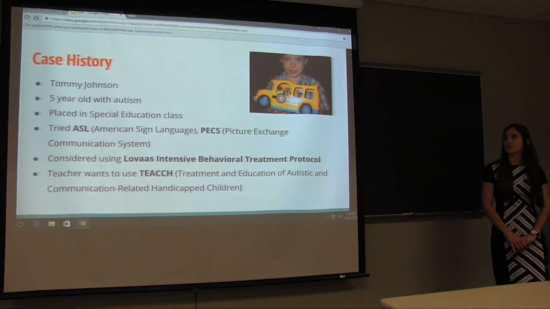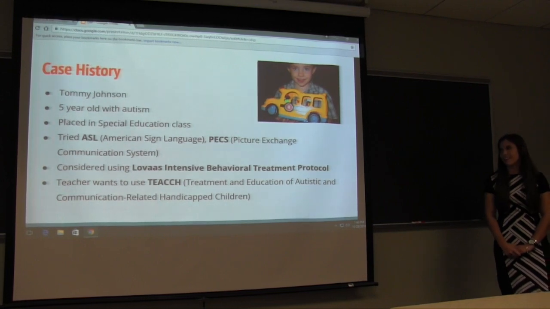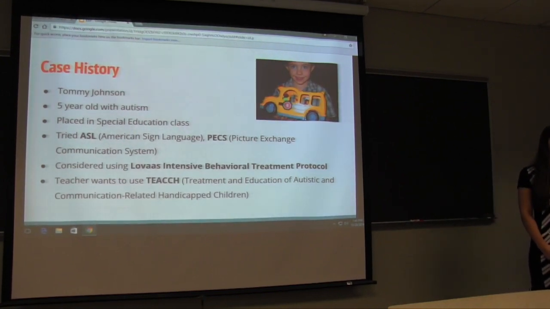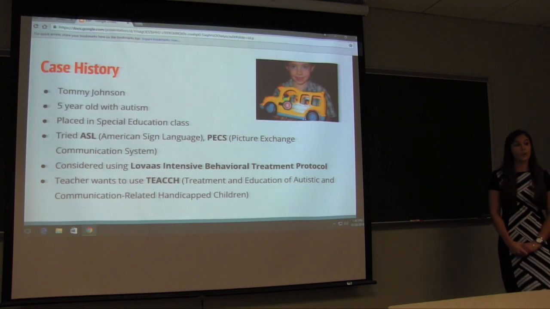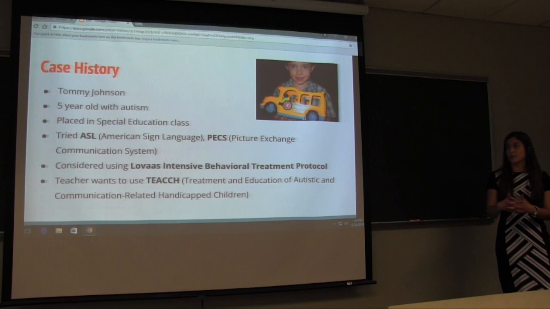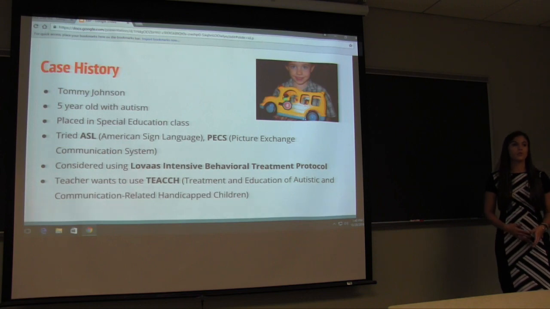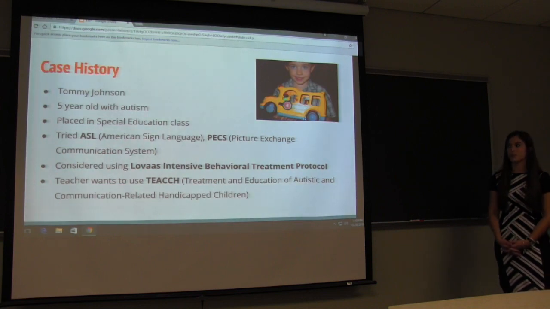This is our representation of our little friend, Tommy Johnson. He's a 5-year-old boy with autism. He lives at home with his mom, dad, and his 2 older brothers, one of which also has autism. He recently moved to a new school system, and he was placed in a special education classroom with 6 other students, so there are 7 total students to 1 special education teacher.